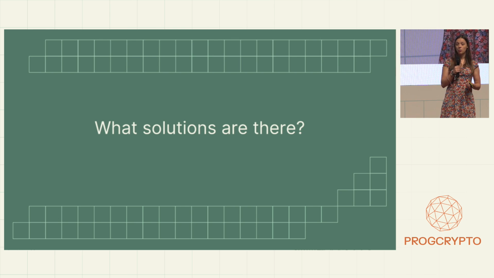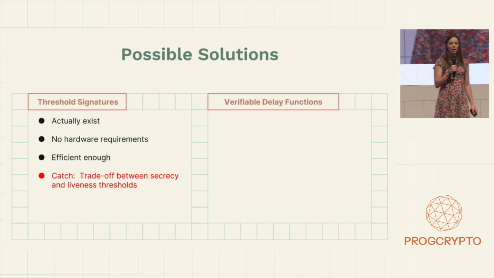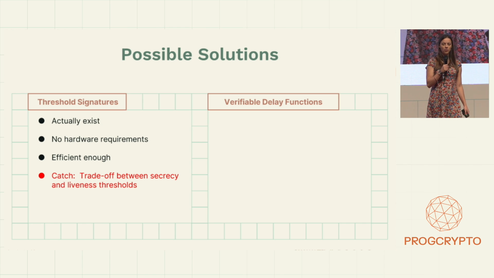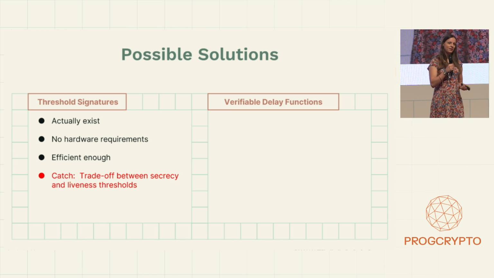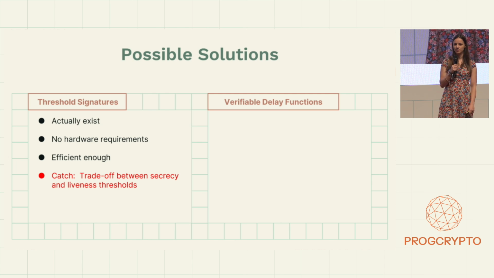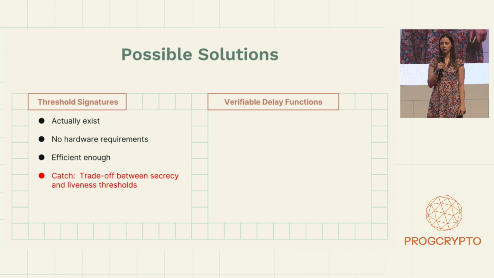So there's the question now of what solutions there are. There are 2 well-known solutions for this. One requires threshold signatures, and the other, which is going to be more the topic of this talk, is verifiable delay functions. But I will just talk about threshold signatures first. These have the really good benefit that they actually exist, which is very important in a potential solution. They also have no hardware requirements, which is also really nice. You can just run them on a normal laptop and nothing will go wrong.